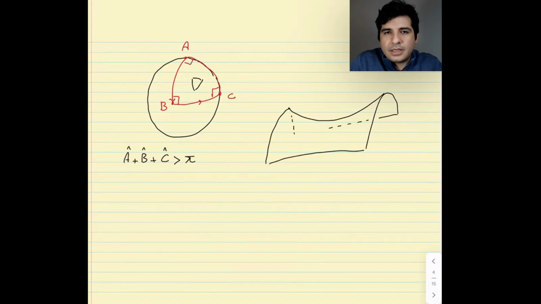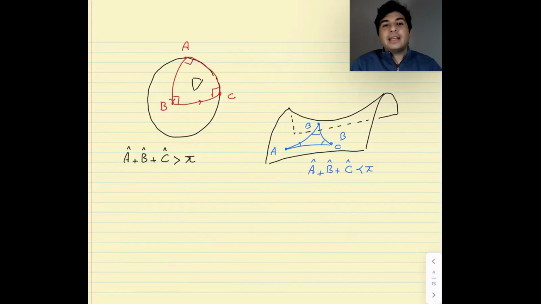You can do the same thing on a saddle. I'm drawing a large triangle, but even if you draw a very small triangle, you would see that, although it would be harder. But you would see here the sum of the angles A plus B plus C would be less than pi. You can see that in this schematic drawing. And that is related to how these two surfaces are curved.